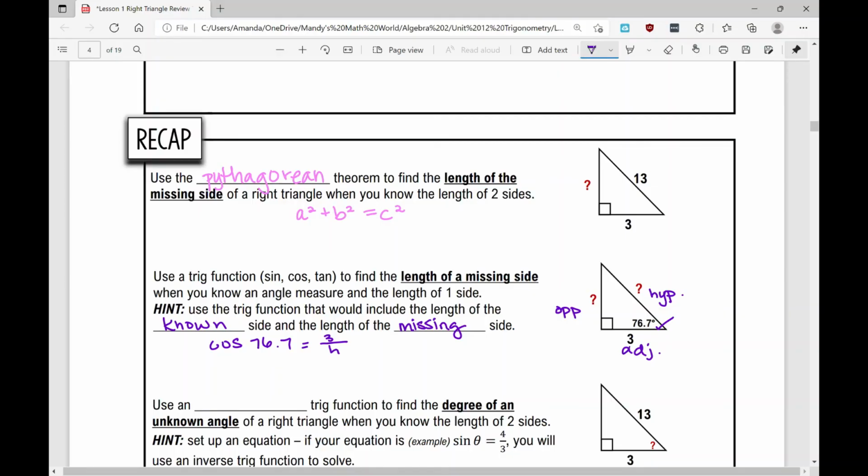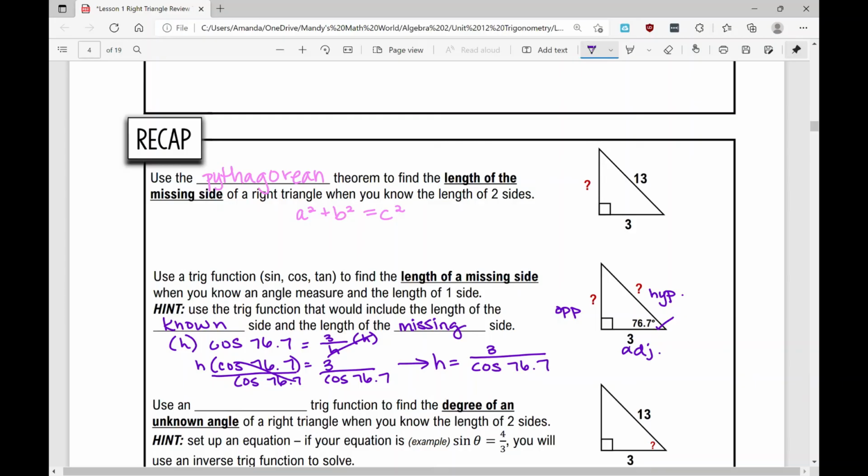I would multiply both sides by h, and then I have h times the cosine of 76.7 equals 3. So now what would you do to get h all by itself? In this case, you would divide both sides by cosine of 76.7. So you get h equals 3 divided by the cosine of 76.7. So we're just using algebra here, right?